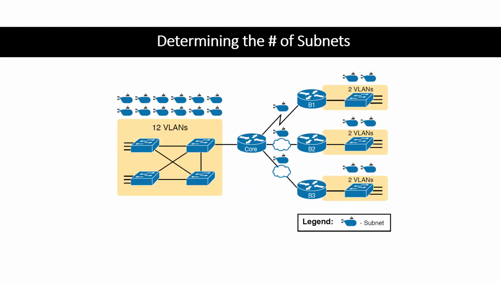Here's an example of a subnet plan from a high level, not detailed. You can see behind branch one we've got two VLANs. We went ahead and subdivided that, perfect. Branch two, branch three, same thing, subdivided that. So we have our plan there.